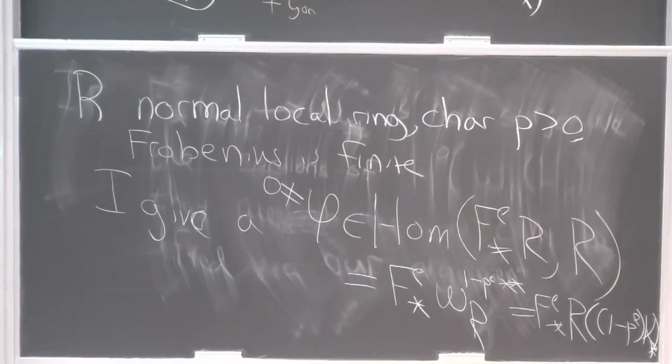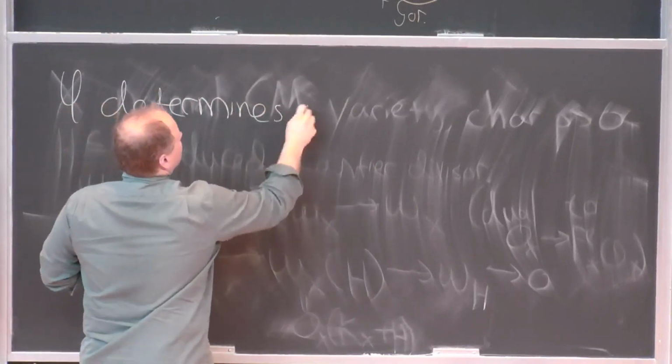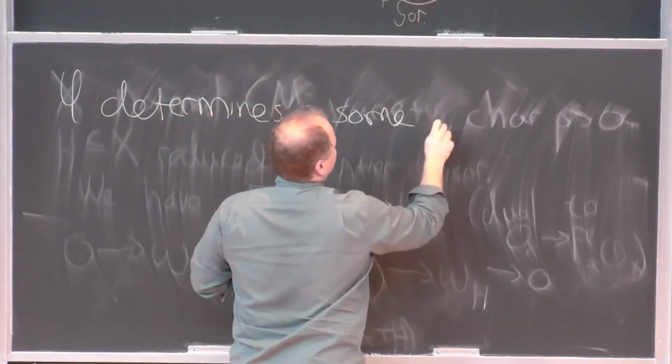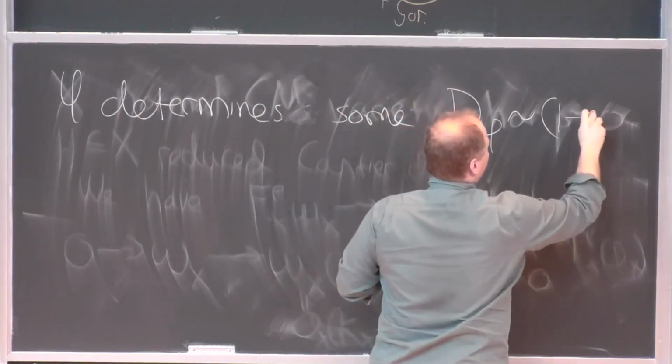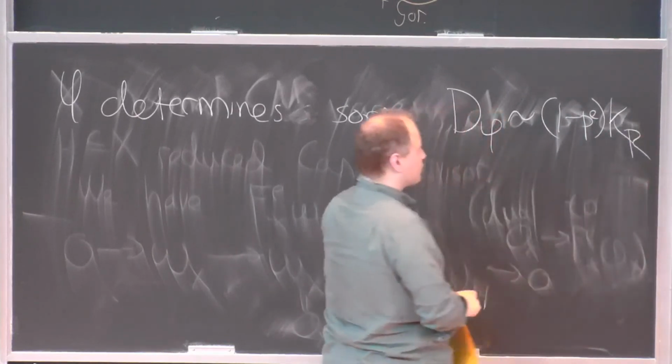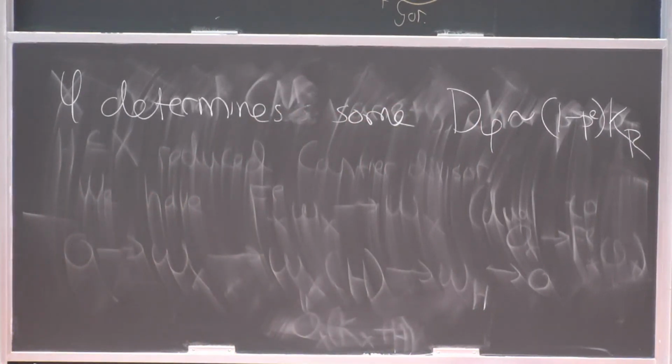So in particular, any choice of phi, and this is global or local now, determines, remember phi is not 0, so if I give you a non-zero section of some twist of a divisor, phi determines some d phi, and this is going to be linearly equivalent to 1 minus p to the e canonical divisor of R, Spec R. Okay? So it determines some divisor.